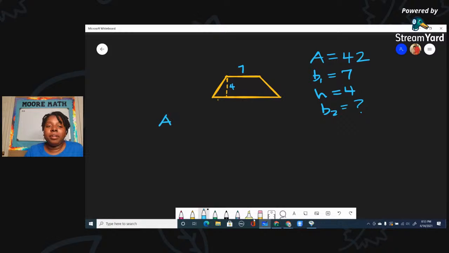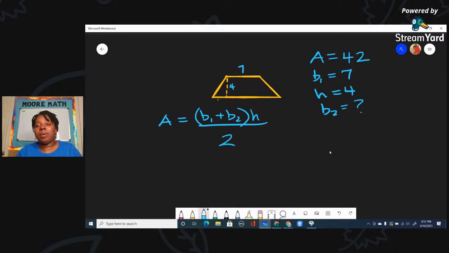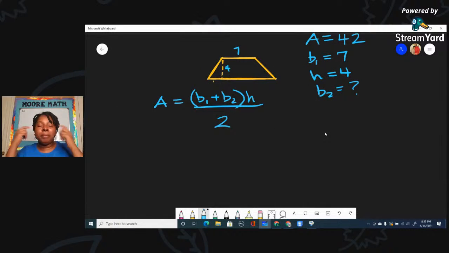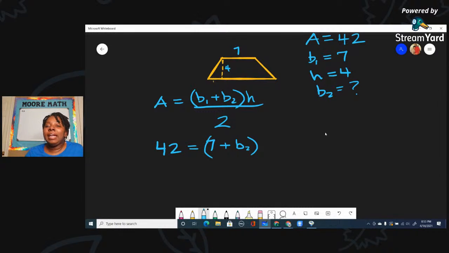Well, let's go to my area formula. Base 1 plus base 2 times the height. If you put the height first, nothing changes. I just like to write it this way because it helps me remember my triangle formula, base times height divided by 2. It's just stuck in my head. But nothing changes if you write it differently. All right, my height is 4, so I'm plugging that in, divided by 2.